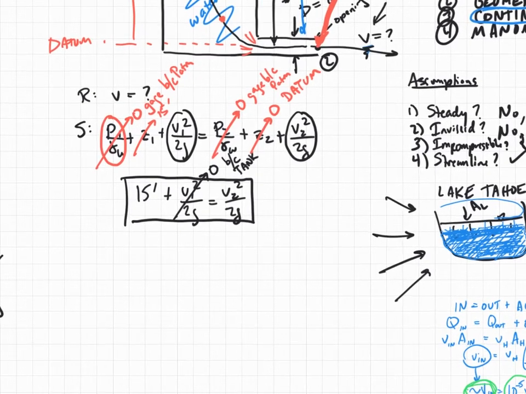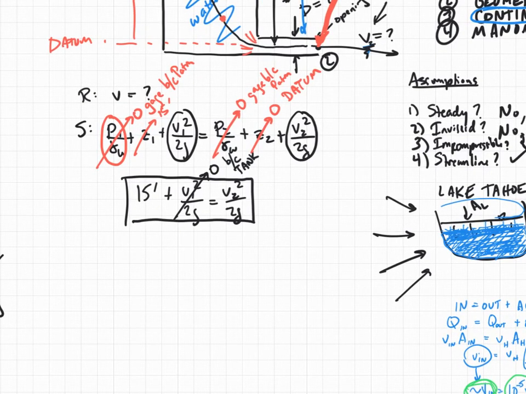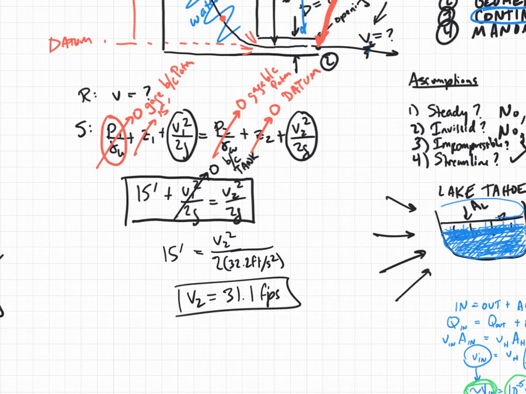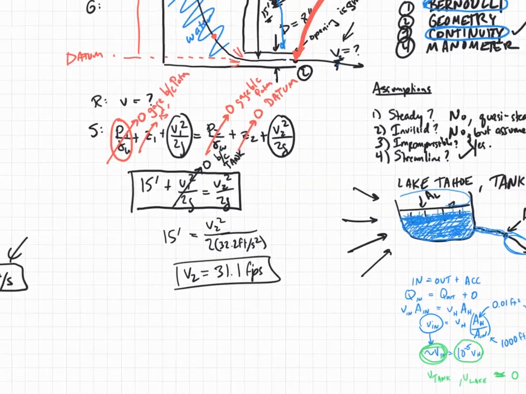Which means now I can solve for V2, which is what we're looking for in this problem. So 15 feet equals V2 squared over 2g, and in this case it's feet, so we want 32.2 feet per second squared. V2 ultimately equals 31.1 feet per second, and that's how you solve that. It's a very important assumption to be aware of and be ready for it to show up anytime. It will show up so often that hopefully you'll get used to it. At first, it might make you a little uncomfortable.